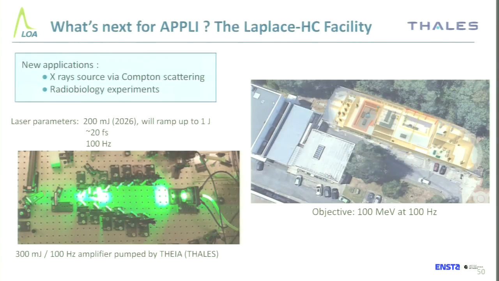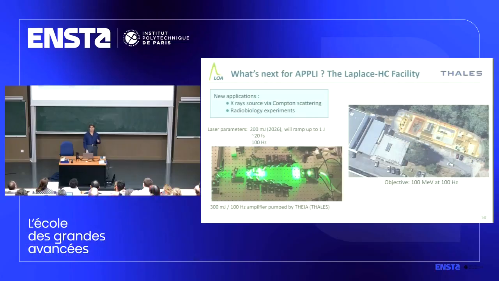So just quickly, what's next for the appli team? Now the team will move to applications with higher energy for the electrons. They plan to do an X-ray source via Compton scattering, or to do some radiobiology experiments, and they're working on the Laplace facility, which aims at delivering electrons with 100 megaelectron volts at 100 hertz. They have a lot of work to do, and I hope they will manage to have electrons really quickly.